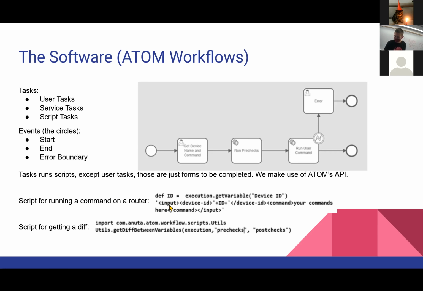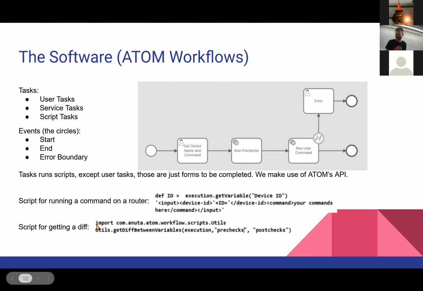The Atom API is really well documented. It has outlines of how you do this stuff, but for just running a command, the bare minimum that you need is the device ID and your command. It takes this kind of HTML format, and it will run that command on whatever router is in device ID. So whatever router you're running this workflow on, it will run that command on. That's the simplest form of what's going on here.